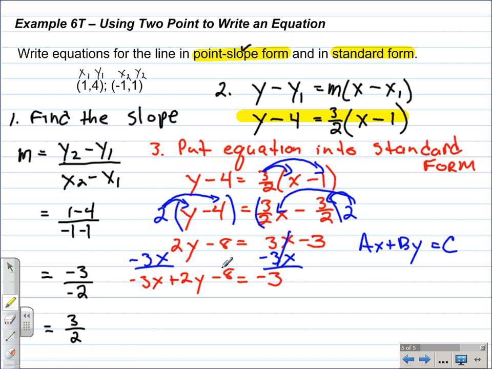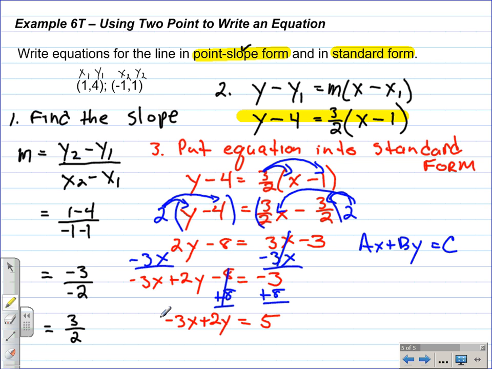I need to get rid of the minus 8 on the left. I need to move it over to the right. To do that, I add 8 to both sides using the addition property of equality. So on the left, the minus 8 and plus 8 go away, leaving negative 3x plus 2y is equal to 5. And that's because negative 3 plus 8 is 5.